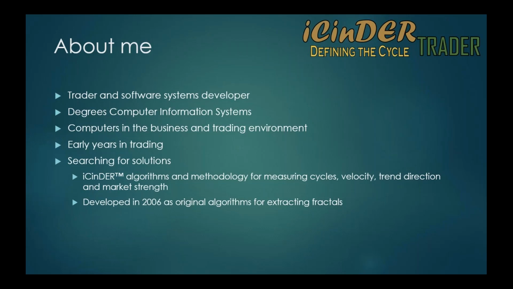So due to my background in higher math, I started looking at cycles, and the perspective I took was to look at differentials. In other words, to look at momentum, the momentum of momentum, which is velocity, and then through that create a fractal, and that fractal would give me trend direction. And because of the way that I extracted the fractal, it would also have an implied market strength. So this was developed in 2006.